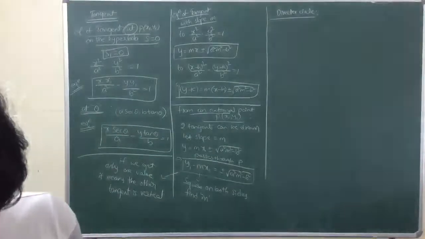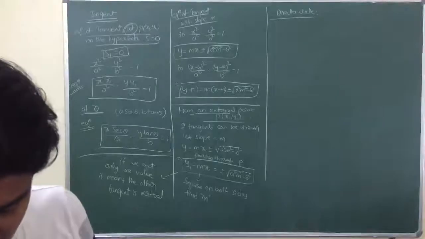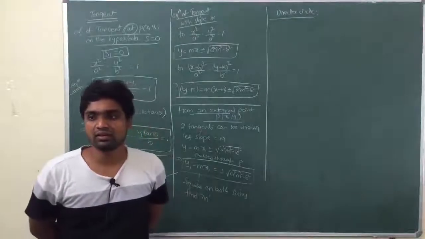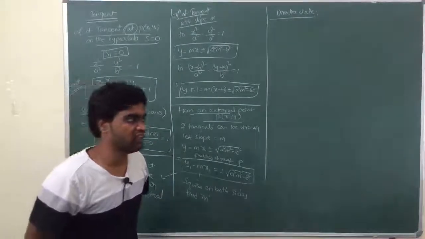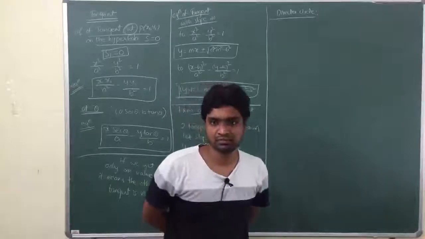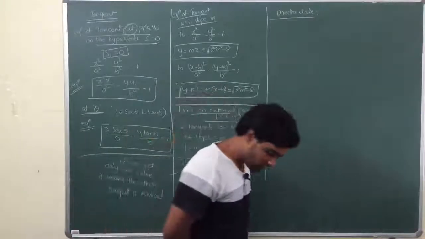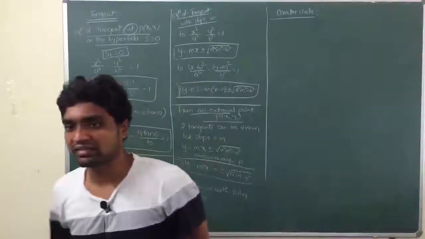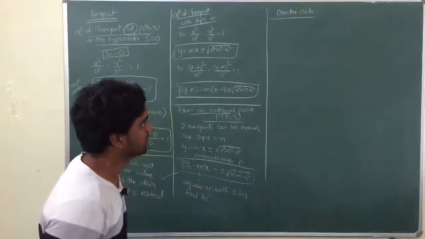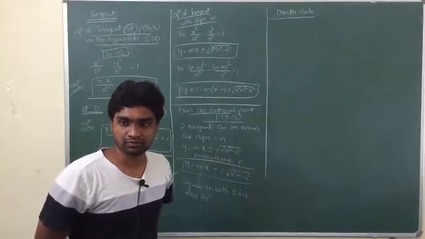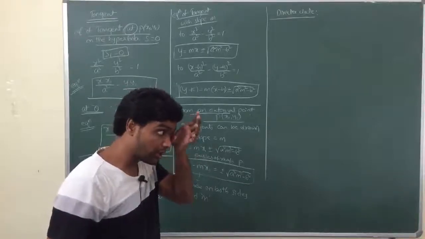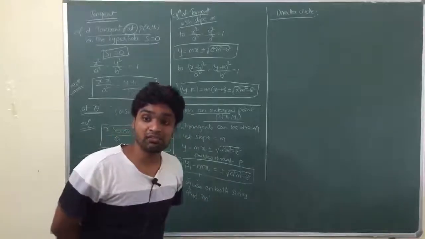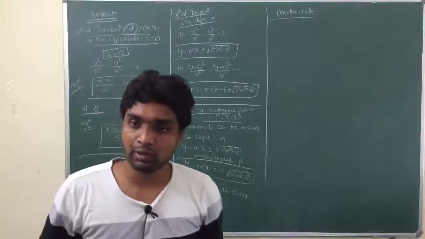The equation of the director circle in an ellipse is x² + y² = a² + b². In case of hyperbola it will be x² + y² = a² − b². I already told you, replace b² with −b² to get the formula for hyperbola.